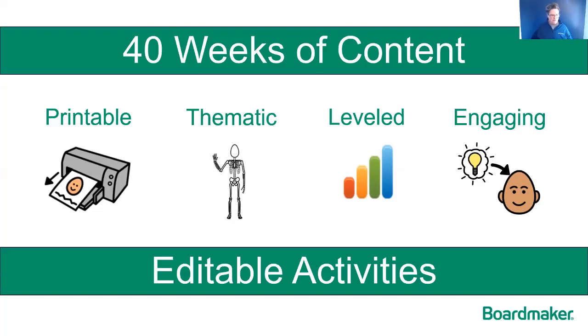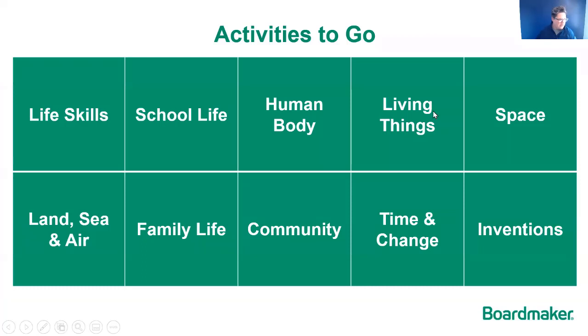So for those of you that have known Activities-to-Go for a while, we had 10 weeks of instruction, and now we've increased that for our Boardmaker 7 subscribers to over 40 weeks of instruction. So let's have a bit of a look at what that looks like. So these are the themes that we cover. We've got 10 different themes, and these are themes that have been chosen to support things that we might learn about in the curriculum, but also themes and topics that really support that idea of building world knowledge and developing vocabulary as well.